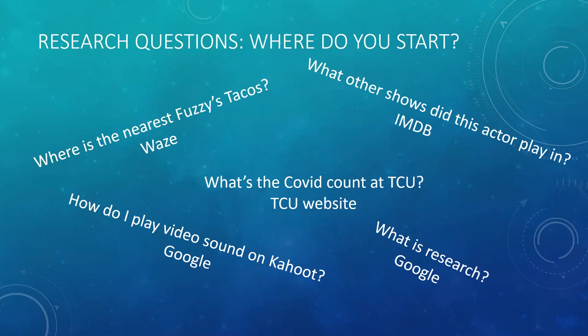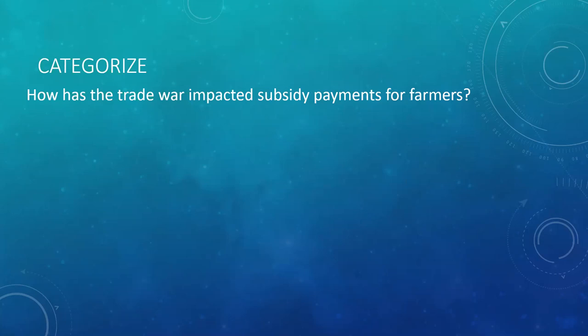here's one of our research questions, our academic research question. And I want you to type in chat or unmute yourself and tell me what categories this question might fall into. And again, think about your college majors. So how has the trade war impacted subsidy payment for farmers? A subsidy payment would be that they produced a ton of wheat and they can't sell all that wheat, and the government's gonna come in and pay them for that wheat that they couldn't sell so that they don't just lose all their money and can continue to farm and produce our food for us.